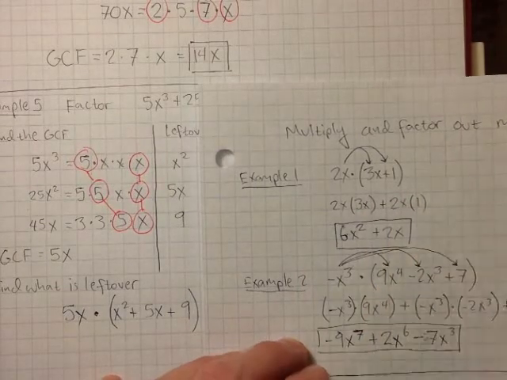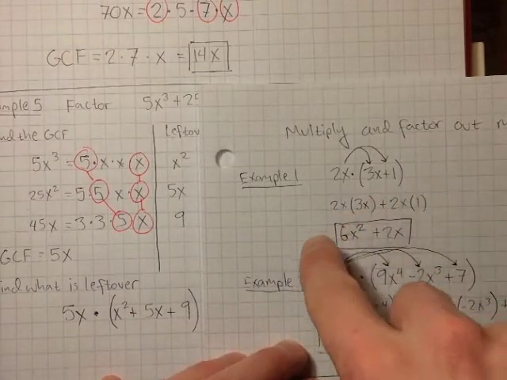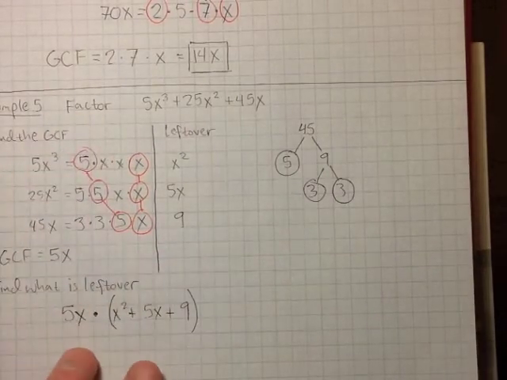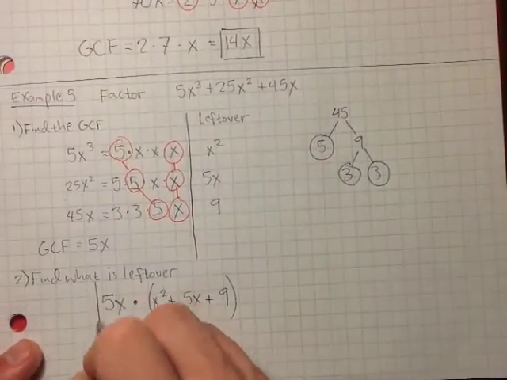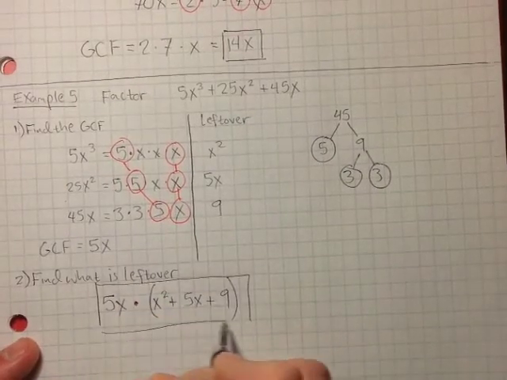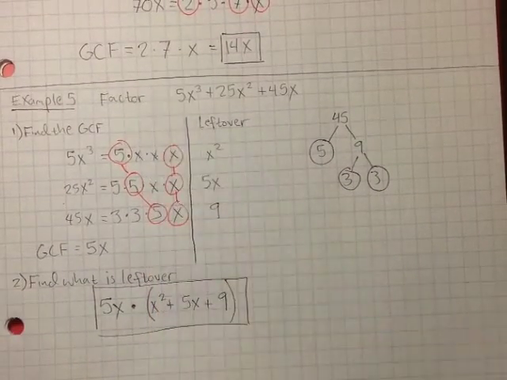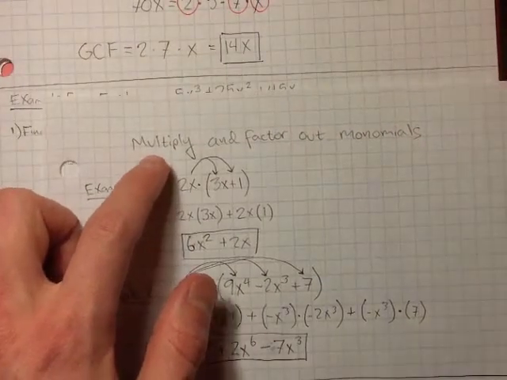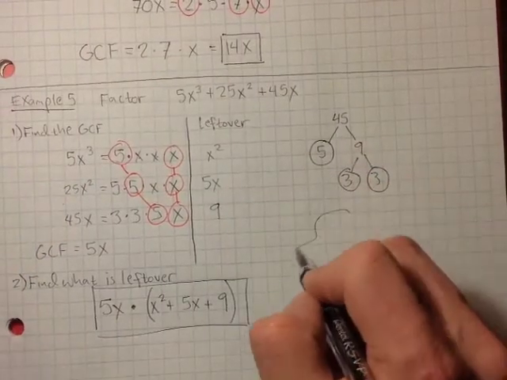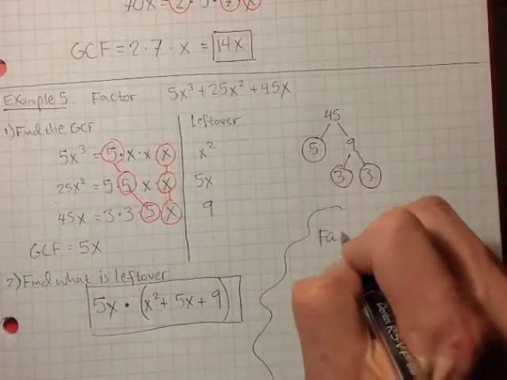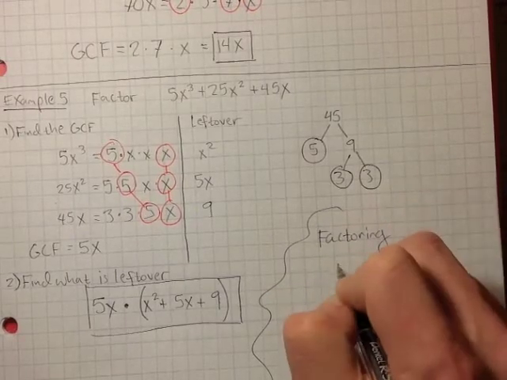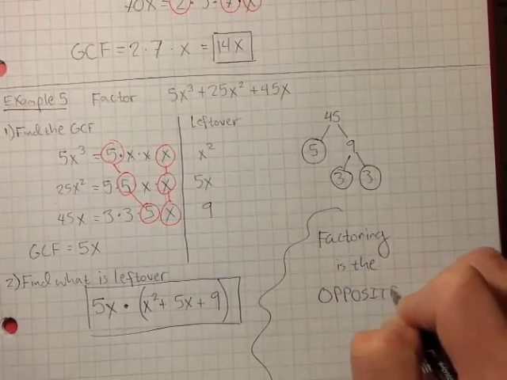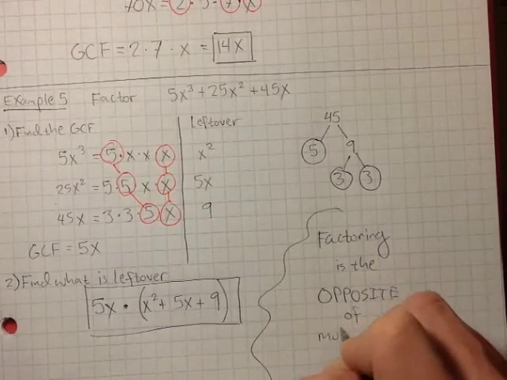So what we were doing in the first examples was multiplying. What we're doing now is factoring. And the result of factoring, and this, by the way, is the final answer, is the exact opposite of the result of multiplying. Okay? Let me write that out for you. Factoring is the opposite of multiplying.